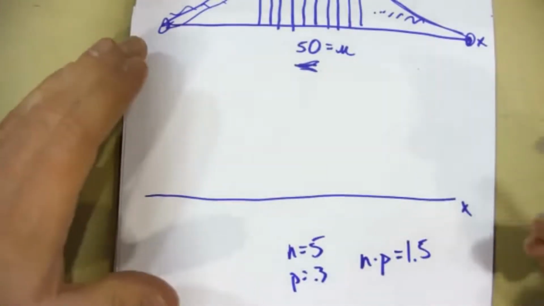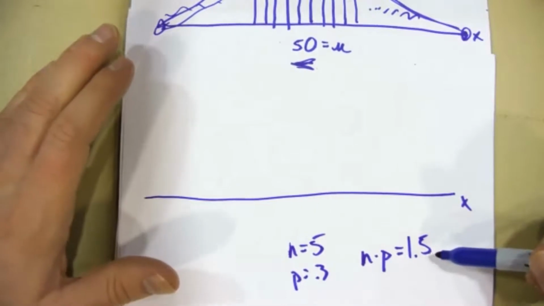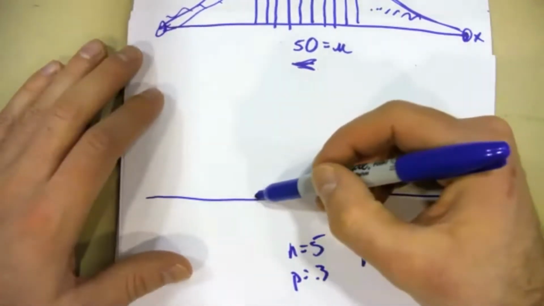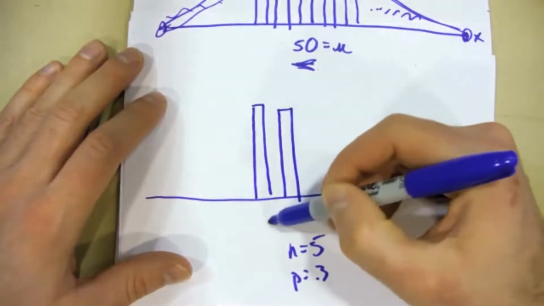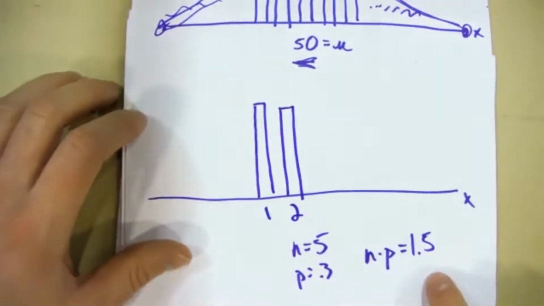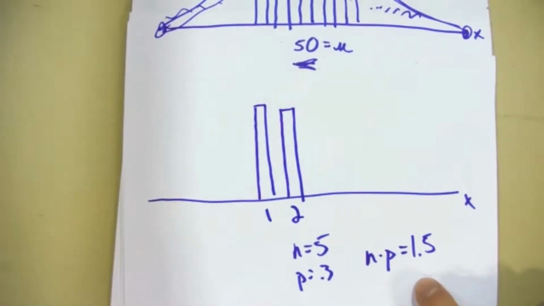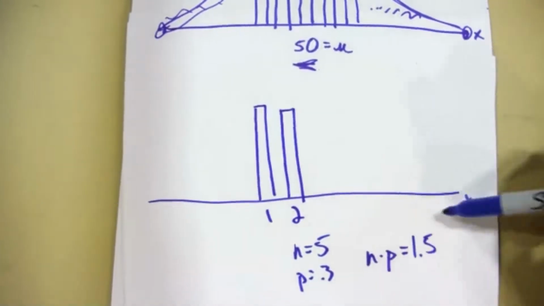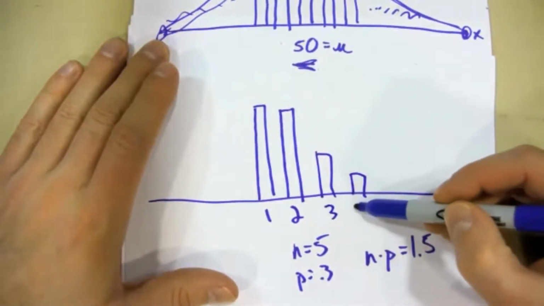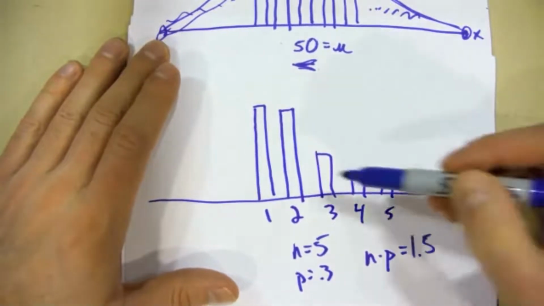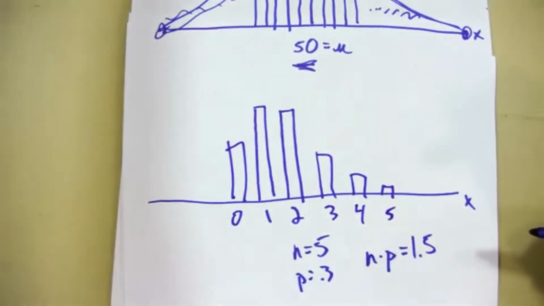So anytime I don't have an integer for my mean, it's really just telling me that the outcomes that are most likely are going to be here, 1 and 2, right? The two integers on either side of that mean, right? And then as I move further from that mean, the probabilities will start to fall, okay?